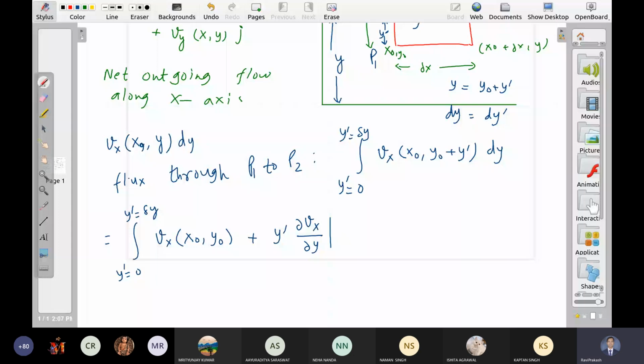We have studied that earlier. So we are expanding this quantity around x naught, y naught. X naught remains the same all the time. The second term is the derivative with respect to y prime, measured here, into dy. Since dy is equal to dy prime, I can also write dy prime. So y prime is the variable here.